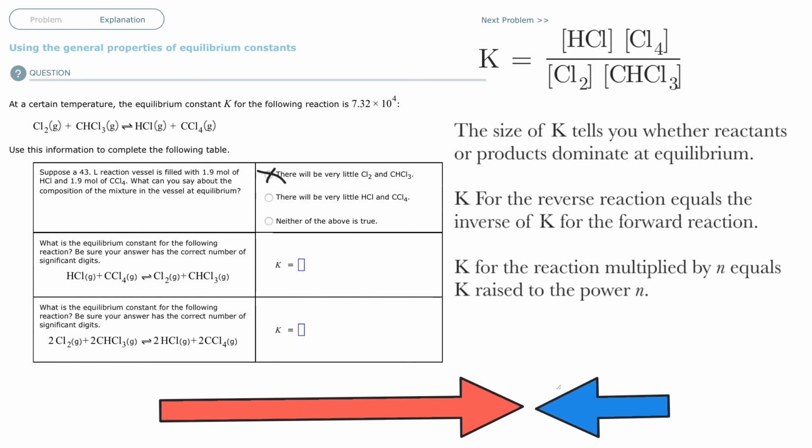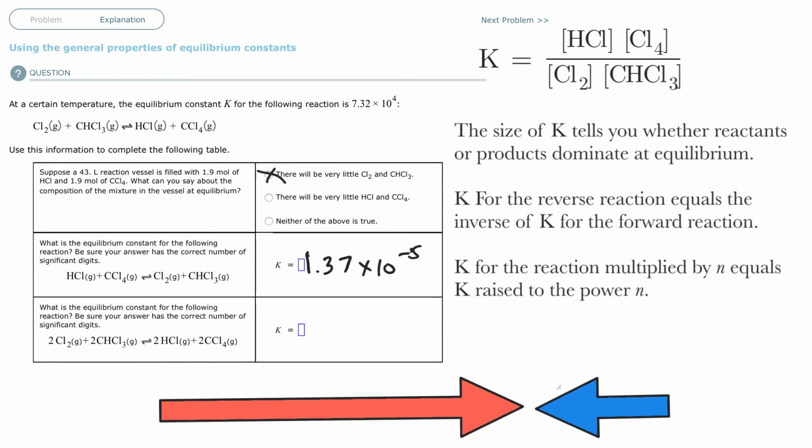Now I need 3 significant digits because my original had 3. 7.32 is 3 significant digits. And so my K now is 1.37 times 10 to the minus 5. You see, the big K turns into a very, very little K when you flip it upside down. If it's big in the right, it must be small in the left.